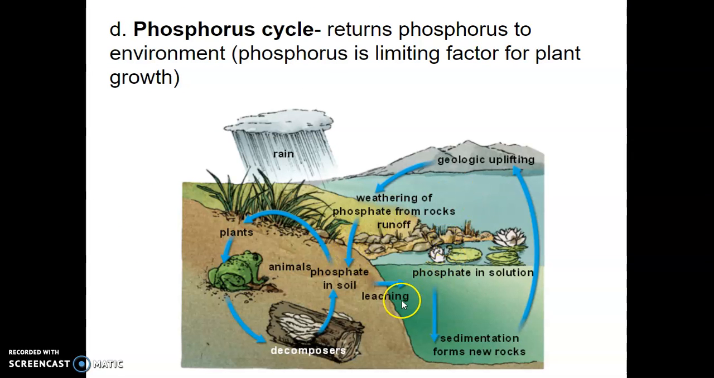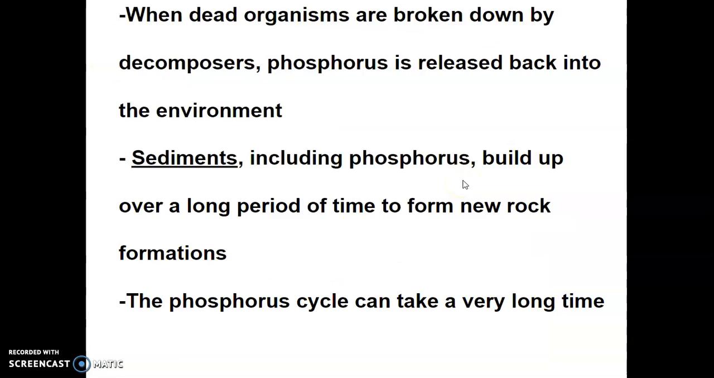I think this is a really good look at that. How weathering, like erosion, produces phosphate. This goes into the soil. It may go into the water. Okay, and eventually this phosphate gets built up on itself over time. It's something called geologic uplifting. Eventually we get stone. We get rocks. We get mountains even out of that. It just takes a very, very long period of time.